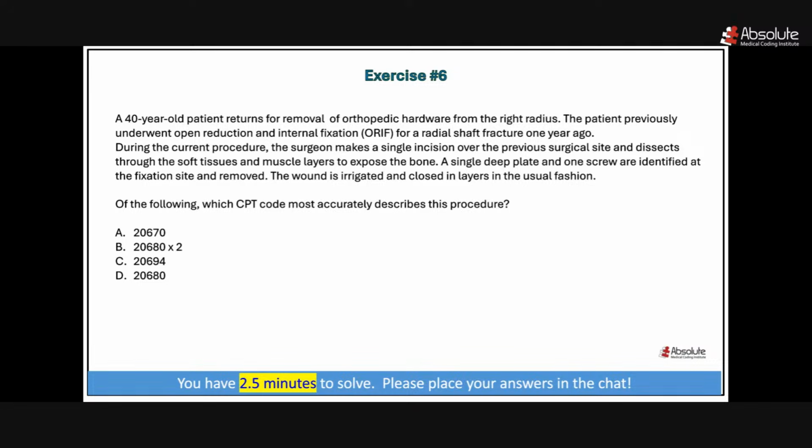During the current procedure, the surgeon makes a single incision over the previous surgical site and dissects through the soft tissue and muscle layers to expose the bone. A single T plate and one screw are identified at the fixation site and removed. The wound is irrigated and closed in layers in the usual fashion. Of the following, which best describes the procedure? You've got 2 more minutes. Okay, your time begins now.